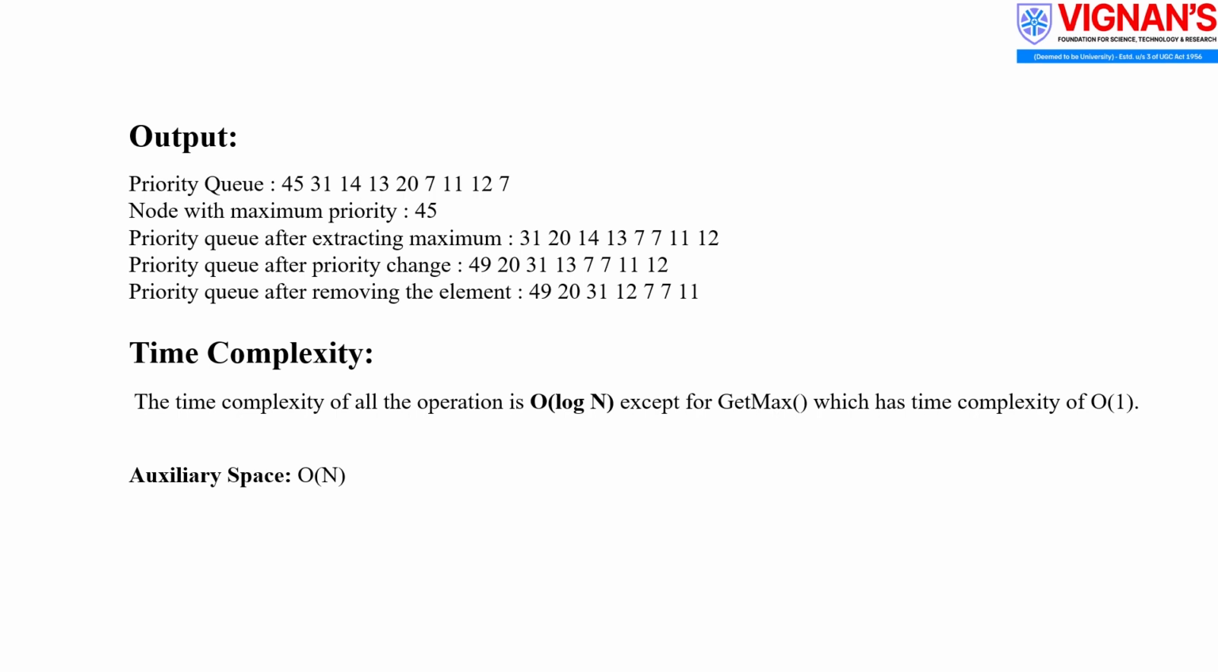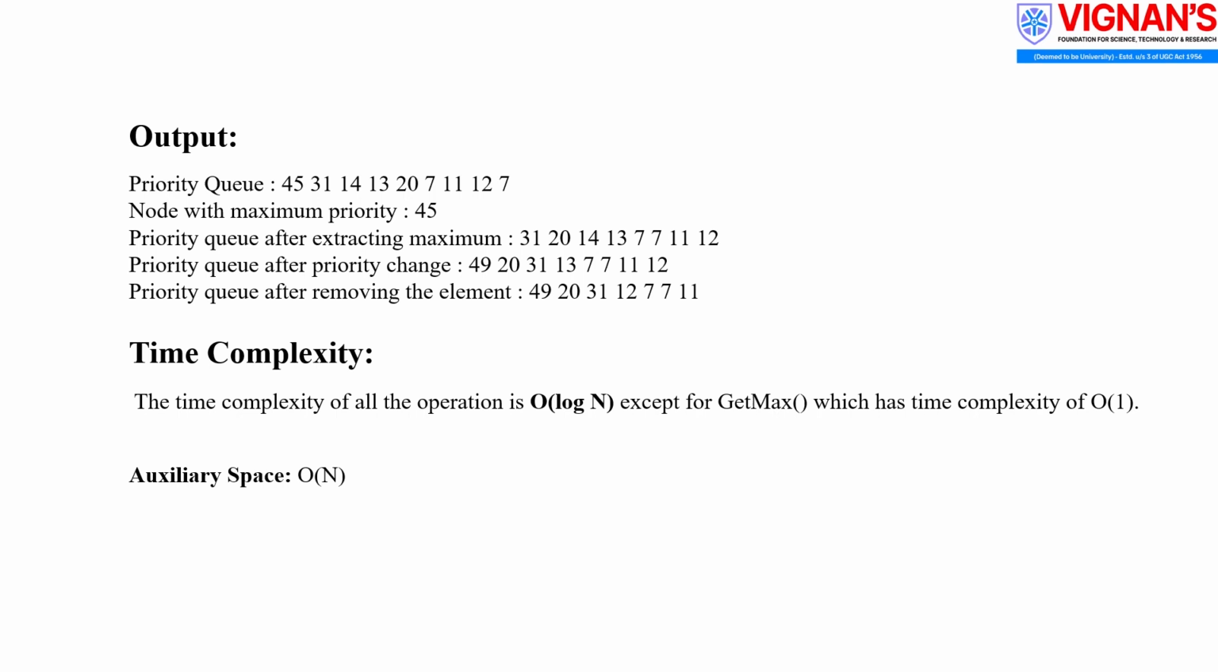After changing the priority of an element, the new maximum value becomes 49, and the priority queue is updated as 49, 20, 31, 13, 7, 7, 11, and 12. After removing an element from the queue, the final priority queue is 49, 20, 31, 12, 7, 7, and 11.